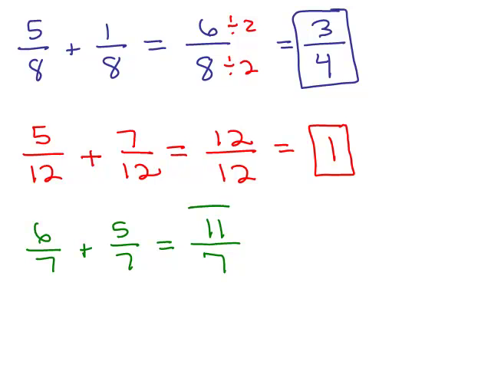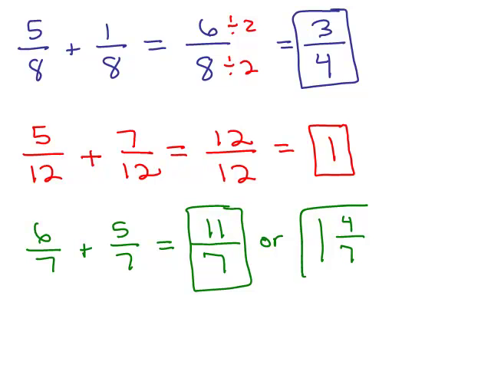This is a perfectly fine answer, leaving it as 11/7, or you could change it to a mixed number by doing 11 divided by 7. 7 goes into 11 once, and the remainder is 4, which goes in the numerator, over 7. Both of these are correct. It depends if you want to write your answer as an improper fraction or a mixed number. If you are given directions to write it one way or the other, then do that. Otherwise, both of them are simplified as long as there are no common factors in the numerator and denominator.